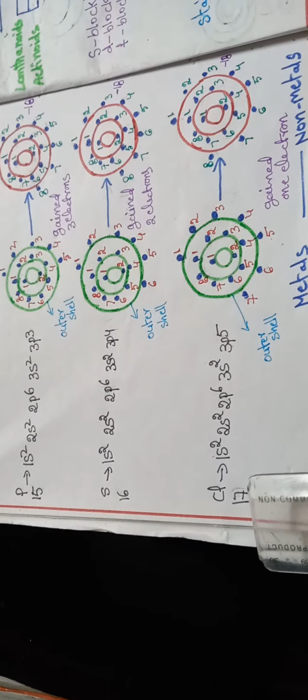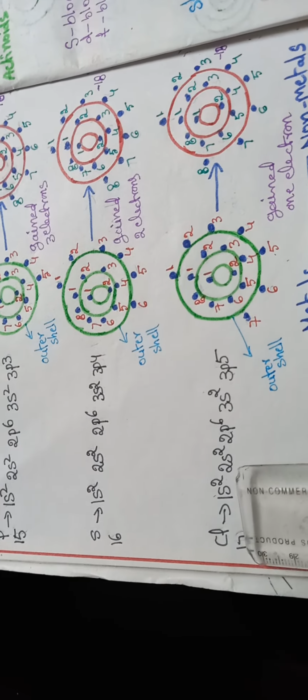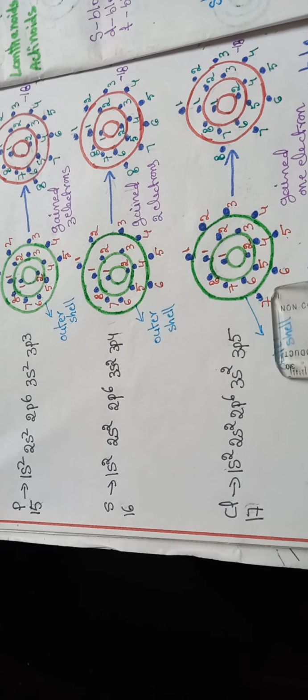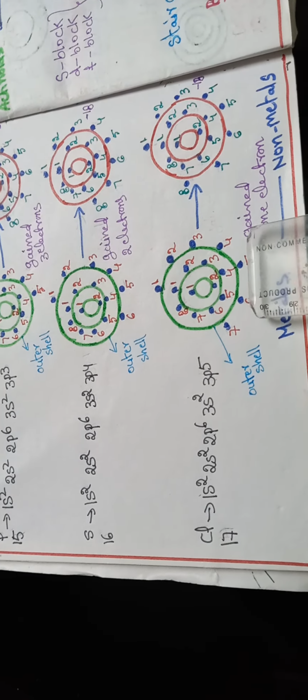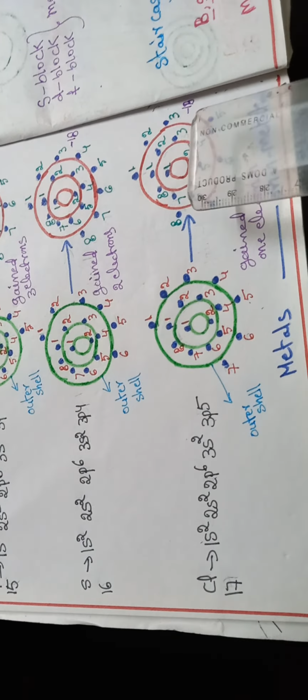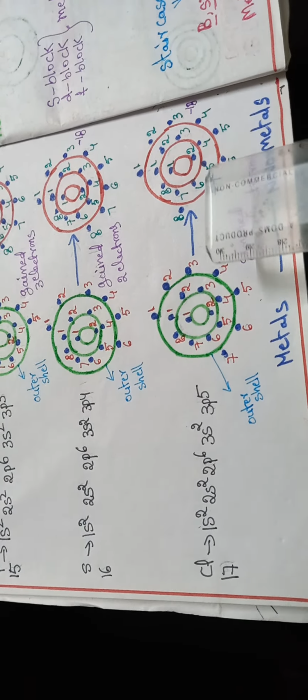Next, chlorine, atomic number 17, electron configuration 1s2, 2s2, 2p6, 3s2, 3p5. So the outer shell contains 7 electrons and it gains 1 electron from another element. Then totally 18 electrons are there, and the outer shell contains 8 electrons, getting the octet position and stability.